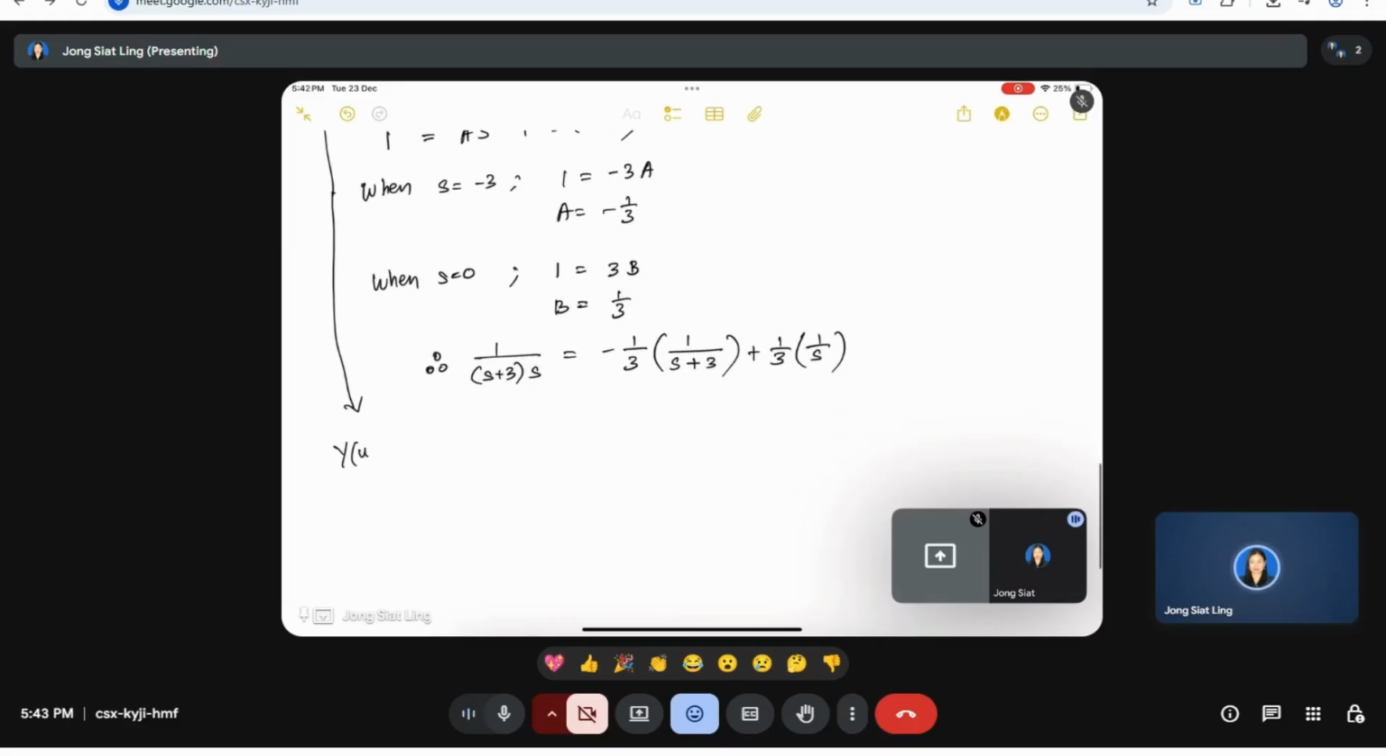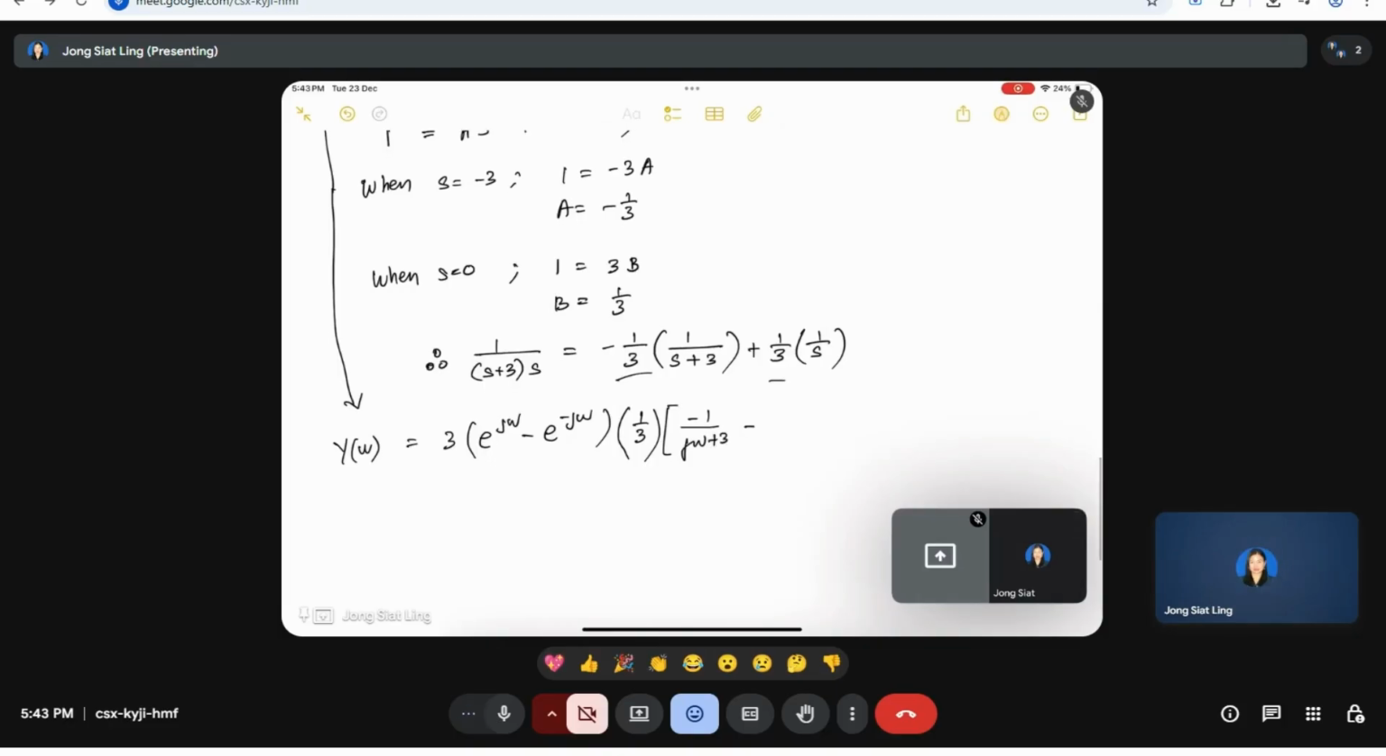We can substitute back the original here. So I write down again the Y(omega) equal to 3 exponent j omega minus exponent minus j omega. And then this one we can write down the value. So this is 1 over 3, this is 1 over 3, so we can factor out the 1 over 3 here. So I left negative 1 over j omega. So I put back the s to j omega. J omega plus 3 plus 1 over j omega.